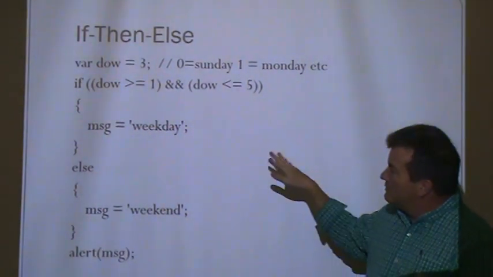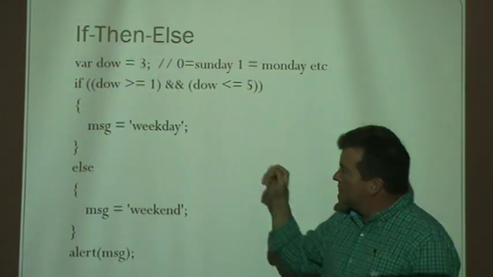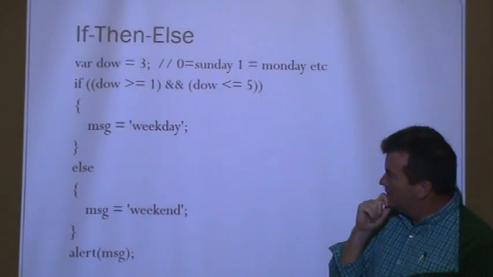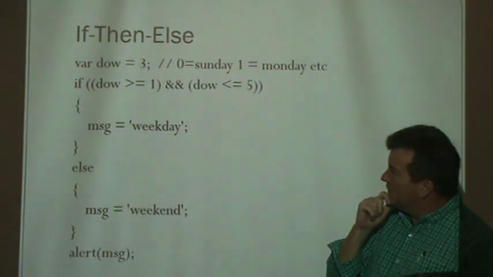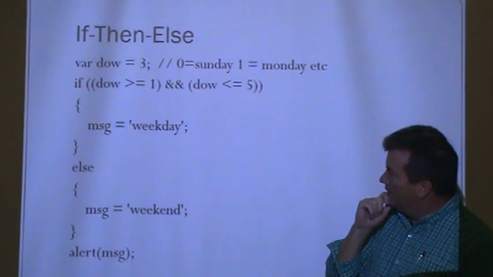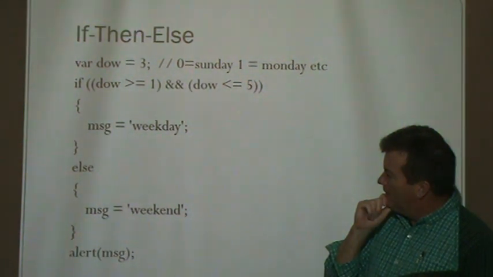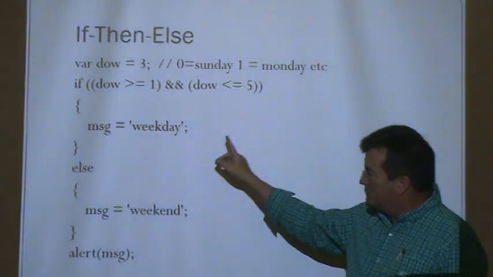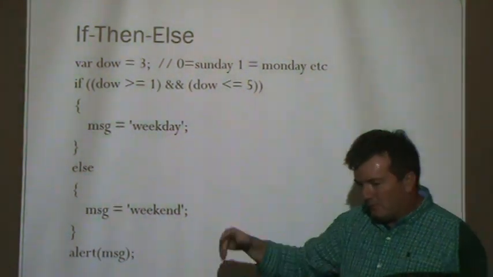So this code is basically telling us that it's a weekday. Any other number, if it's between 0 and 5, it's a weekday. Any other number, it would be a weekend.